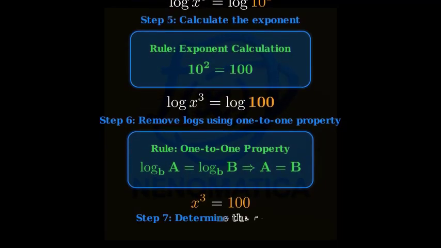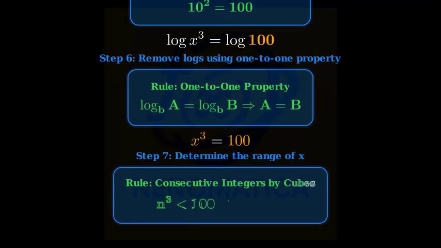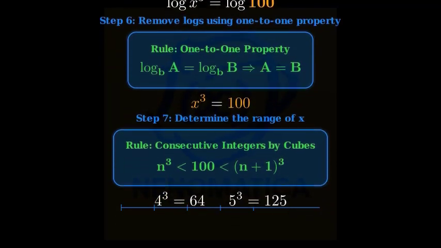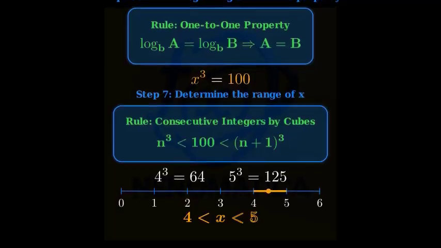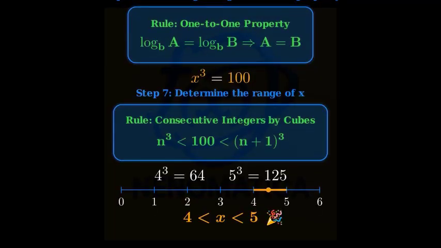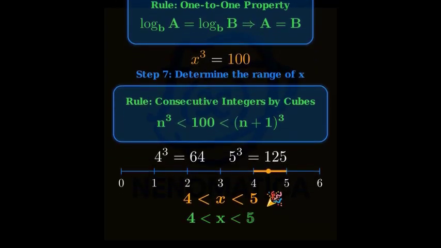Step 7. Compare 100 with perfect cubes. 4 cubed is 64 and 5 cubed is 125. So 100 lies between them. Therefore, x lies between 4 and 5. Final answer: x is strictly between 4 and 5.